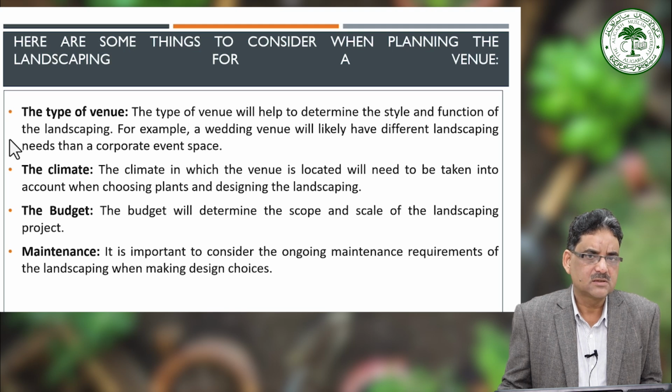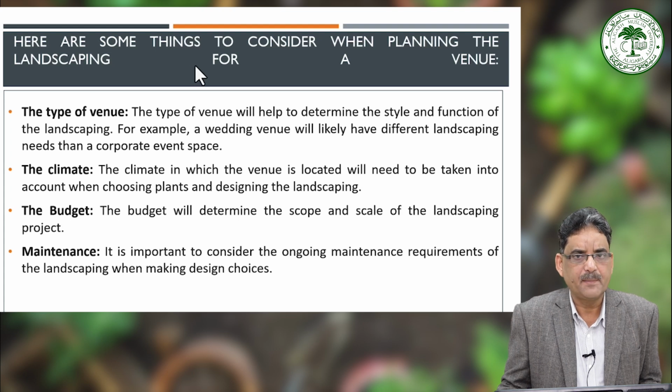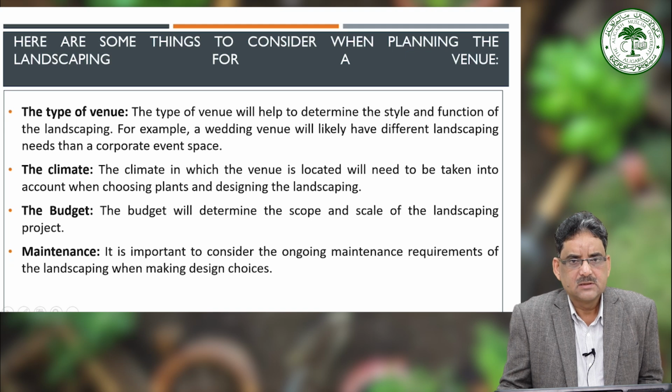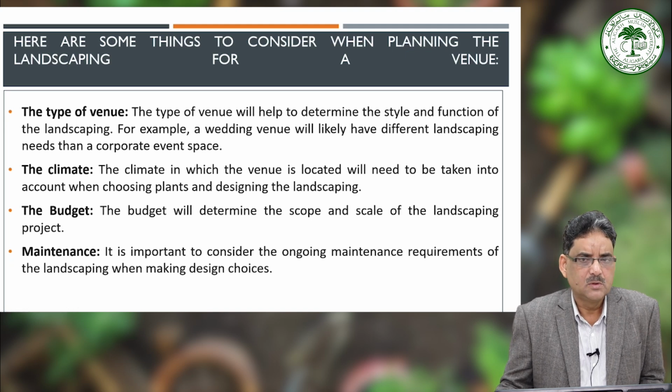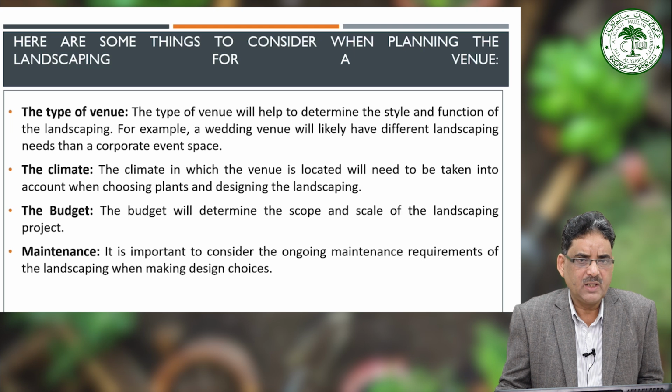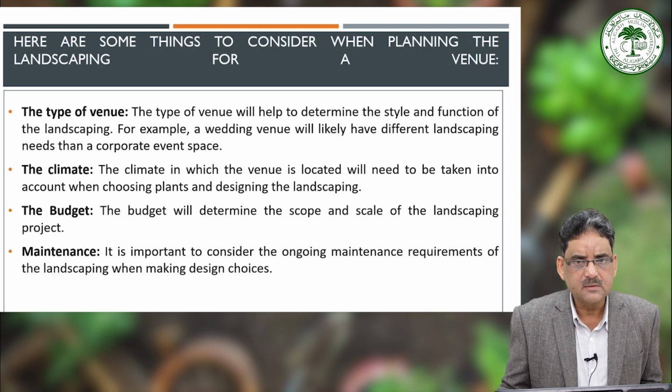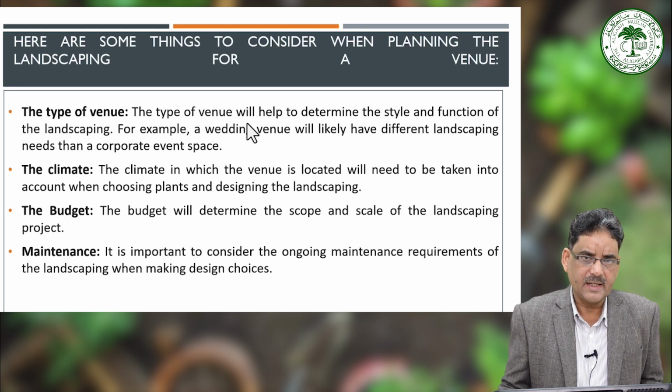Here are some things to be considered when planning the landscaping for a venue. That might be the type of venue, climate, budget, as well as the maintenance. So first, the type of venue. The type of venue will help to determine the style and function of the landscaping. For example, a wedding venue will likely have different landscaping needs than a corporate event space.